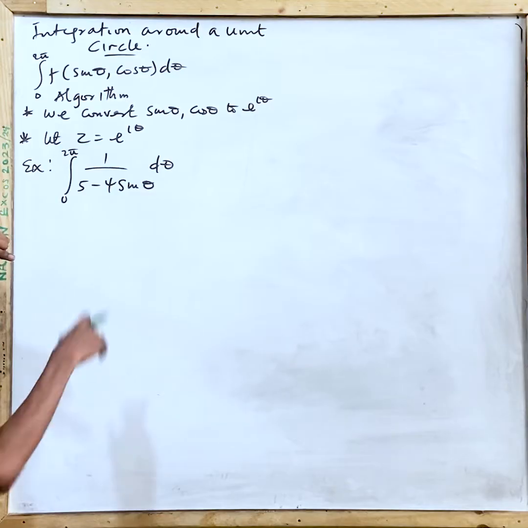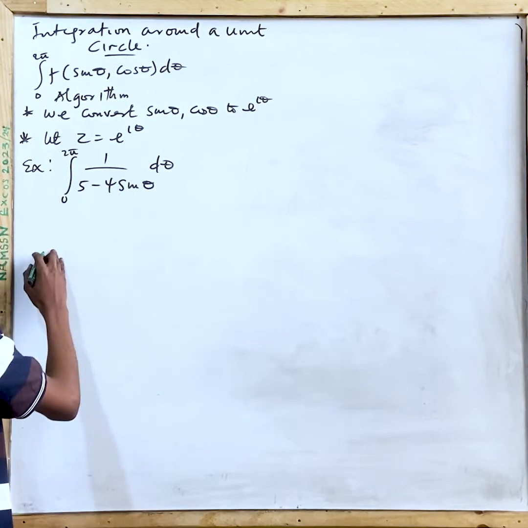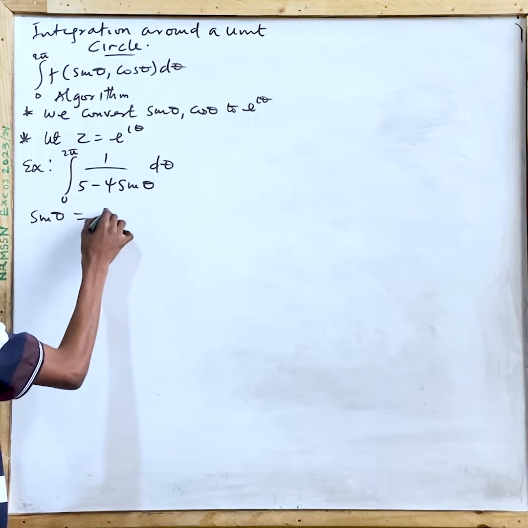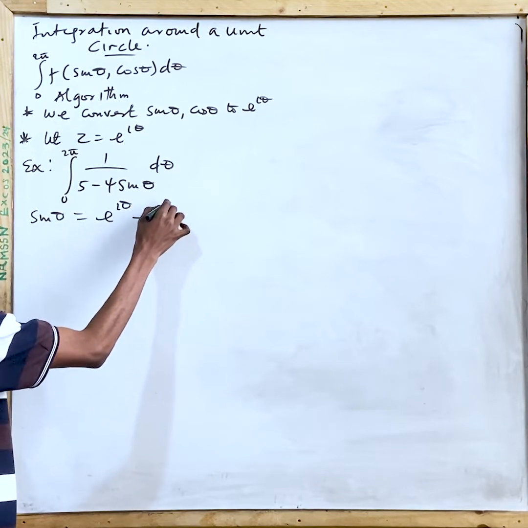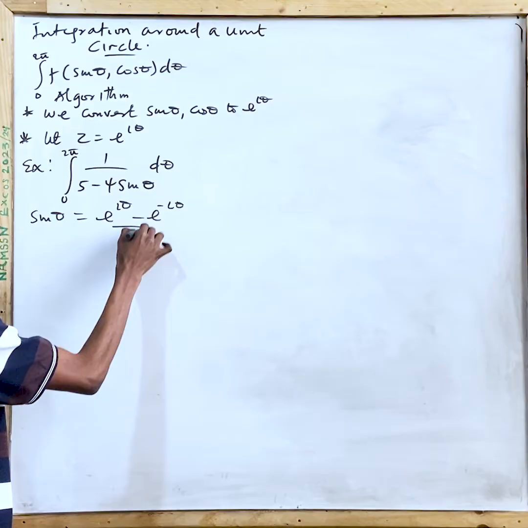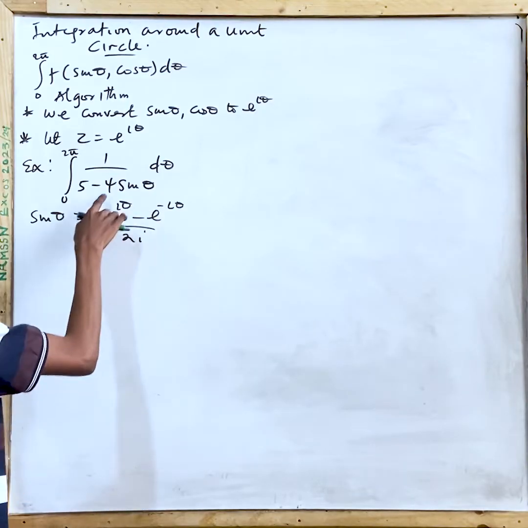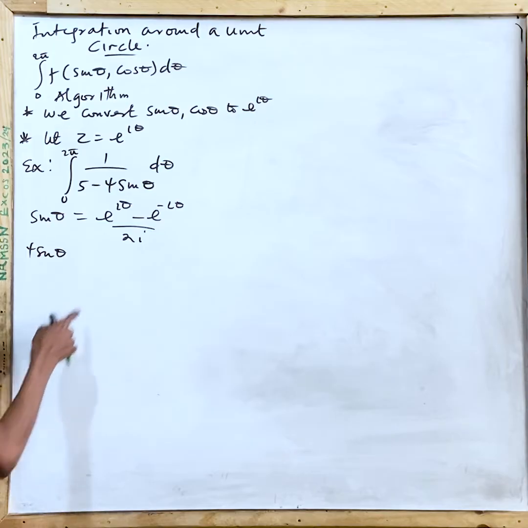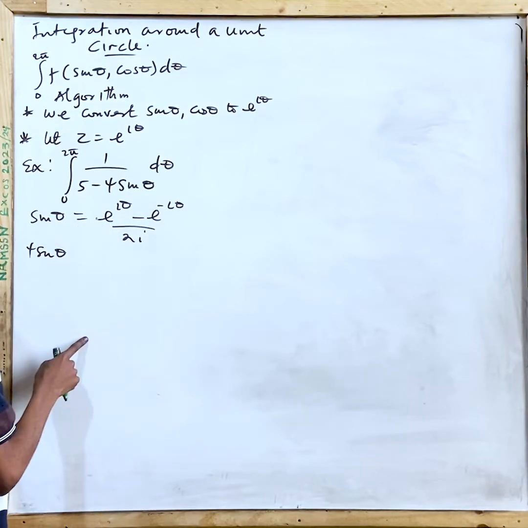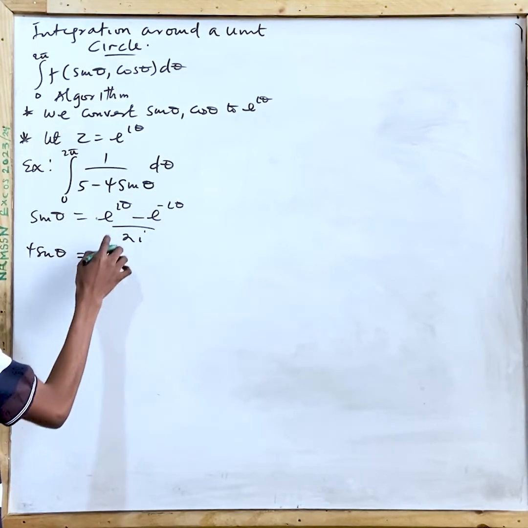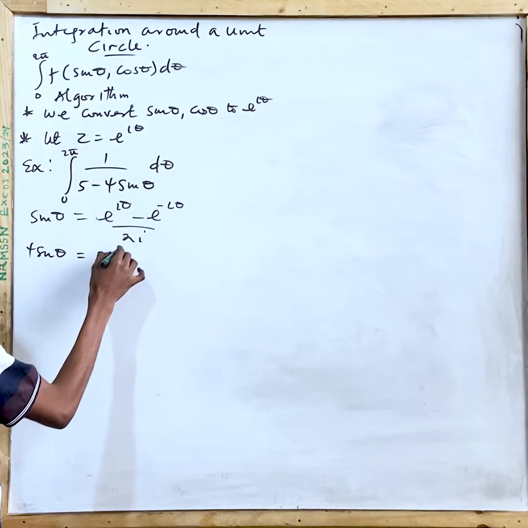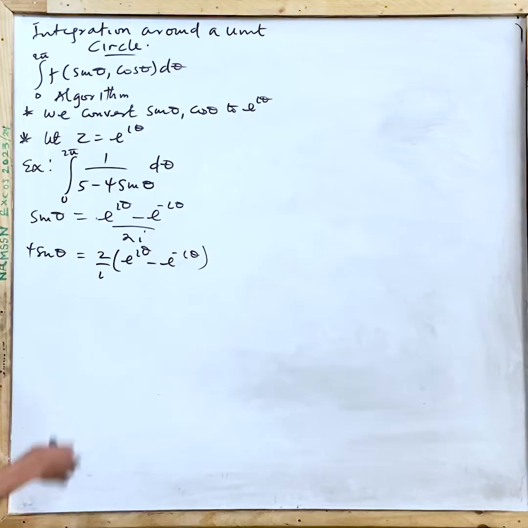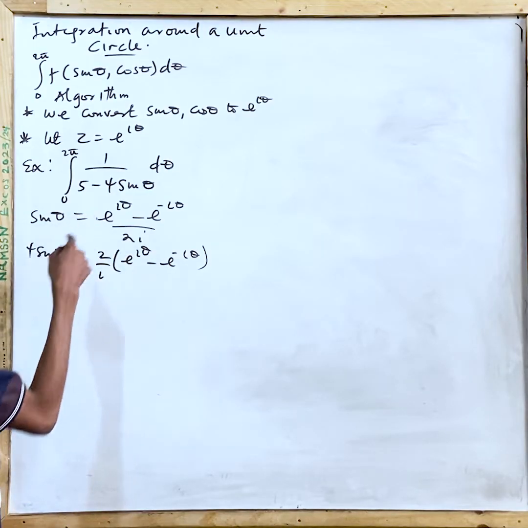So from here, this sine theta that is here, recall that sine theta is equal to exponential i theta minus exponential minus i theta over 2i, right? But what we are having here is 4 sine theta. So 4 sine theta means I'll multiply everything here by 4. If I multiply by 4, it will be 2 over i into e to the i theta minus e to the minus i theta, right? Multiply by 4, the 2 cancels.